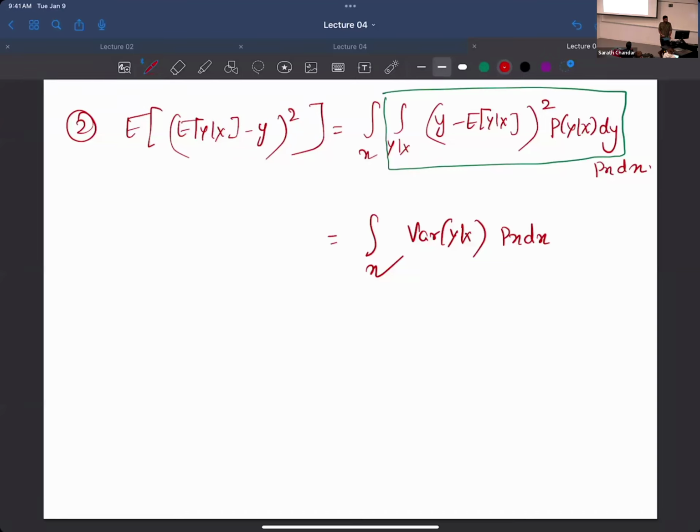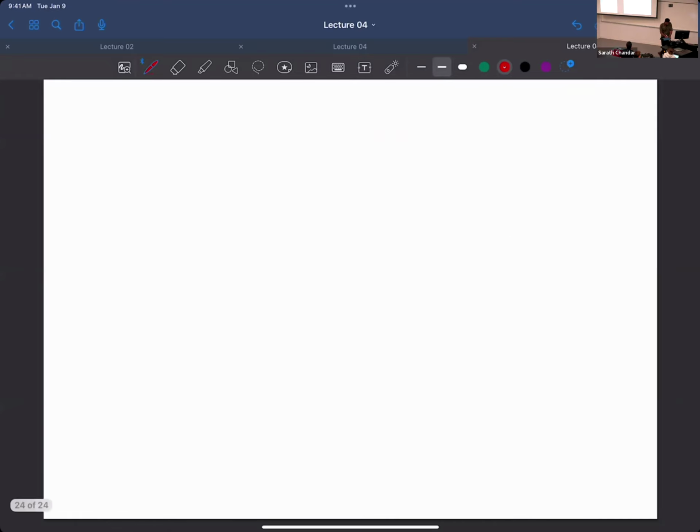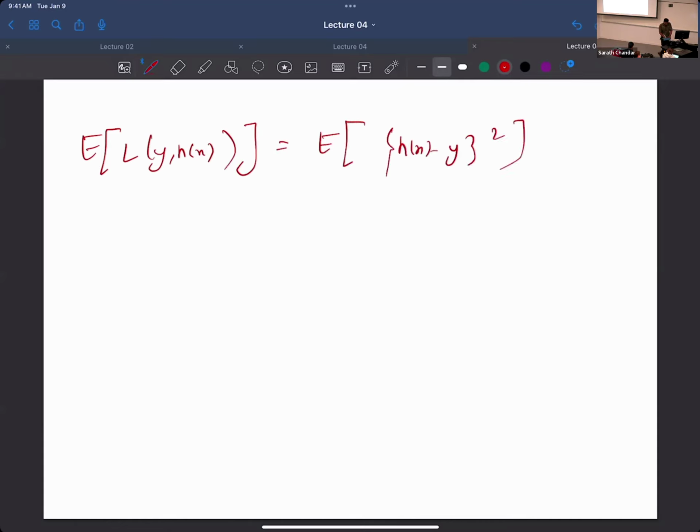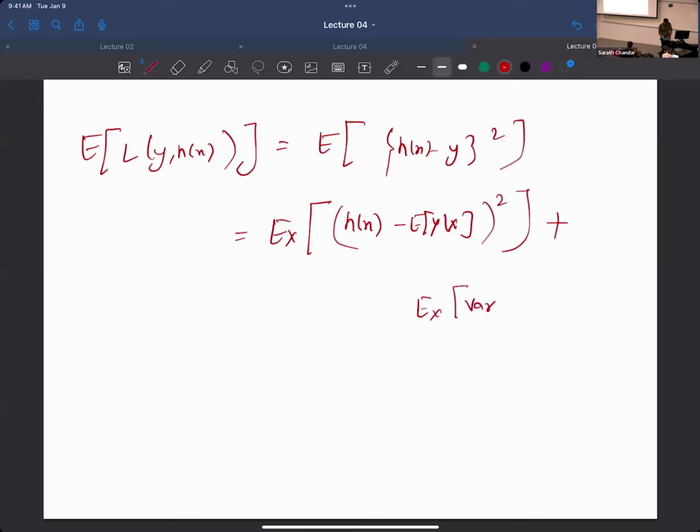Is that clear? Now I can write the expected value of L of y comma h of x as the expected value of h of x minus y the whole square, which is basically the expected value of h of x minus E of y given x the whole square, plus the expected value of the variance of y given x.